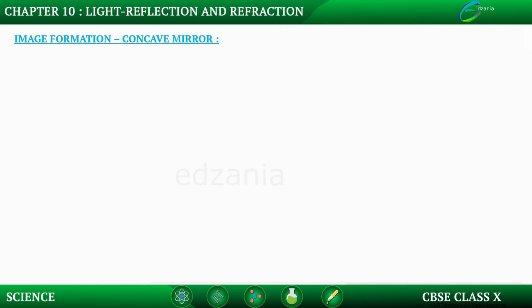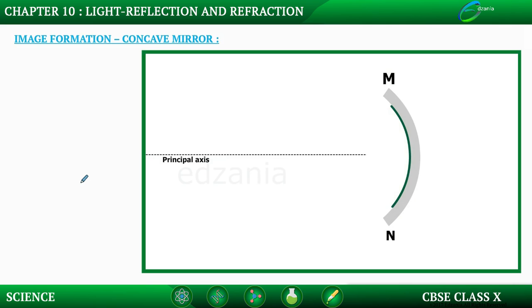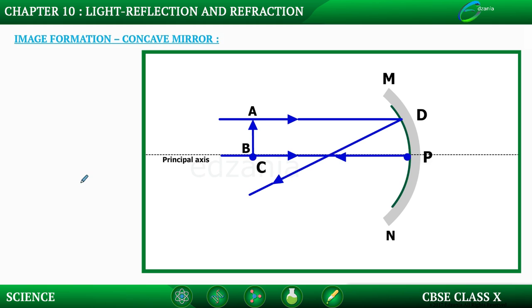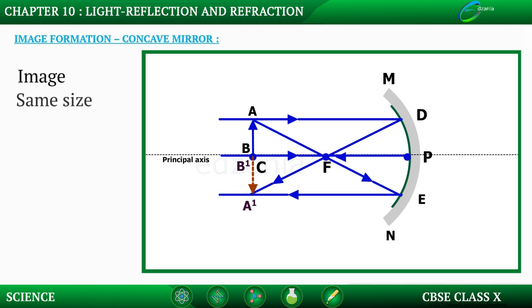Another case, we keep moving the object towards the mirror. When the object is kept at C, at the center of curvature, with the ray diagram it's clear that its image A1 B1 will be formed at C itself. And here, the image is of the same size. It is at C, at the same position, and the image is real and inverted because light rays are actually converging at that point.